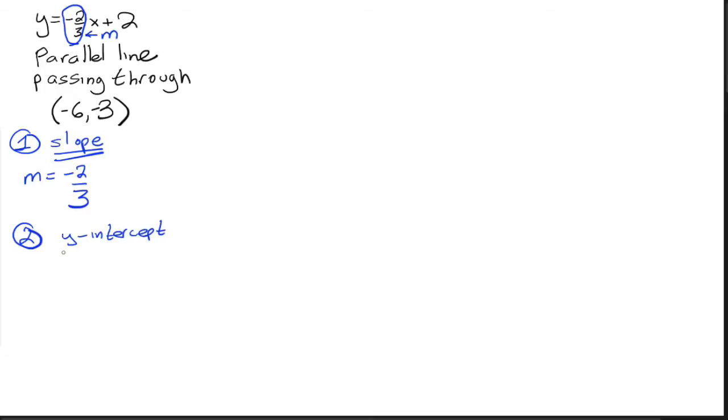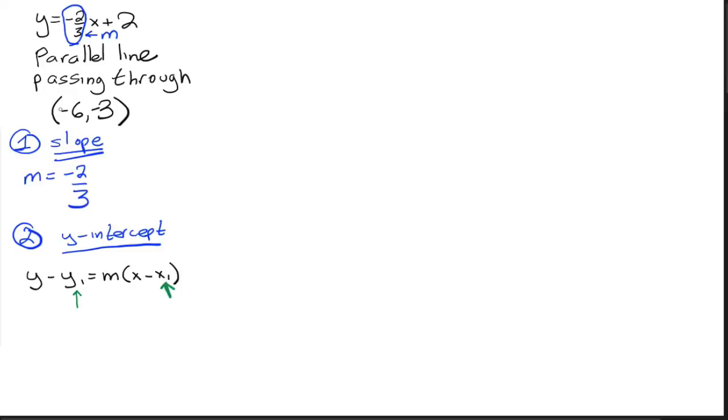Now there's a couple ways to do this, but I'm going to show you the same way that I showed you on the handout. So the first thing is you need to know the point slope form of a line. That is y minus y1 is equal to m times x minus x1. And what the y1 and the x1 represent are x and y values that are on your line.